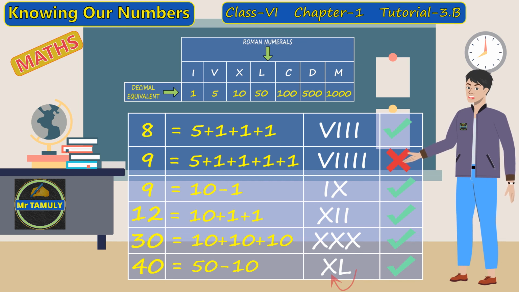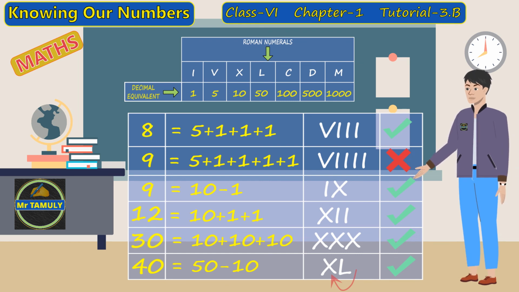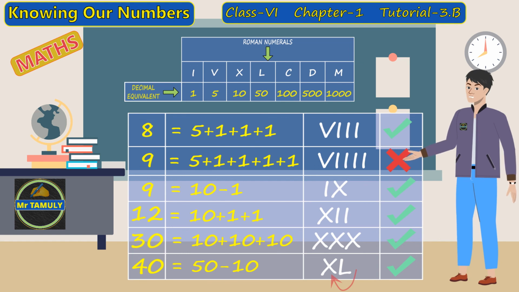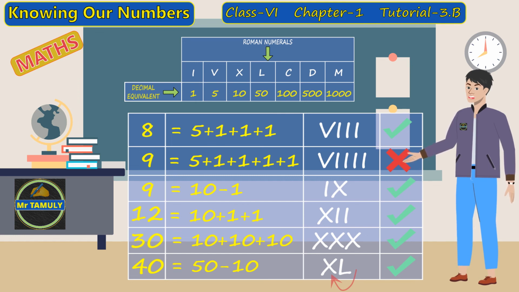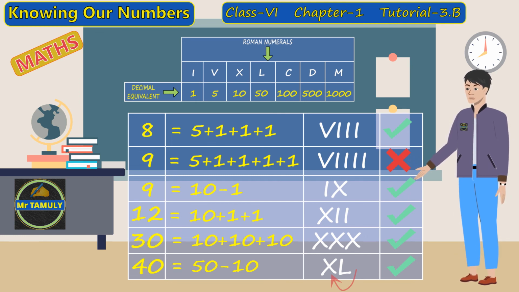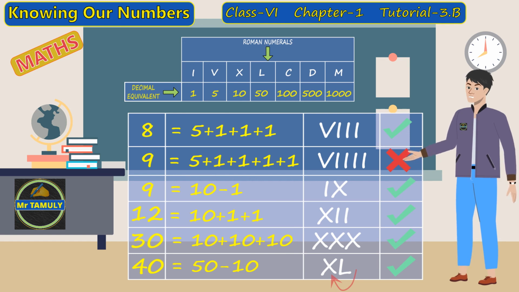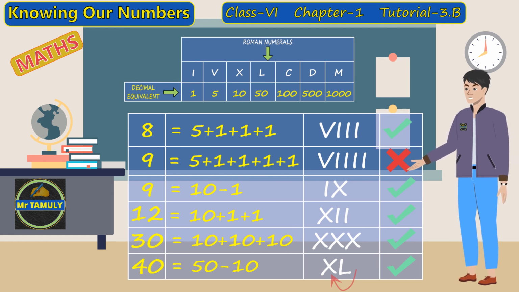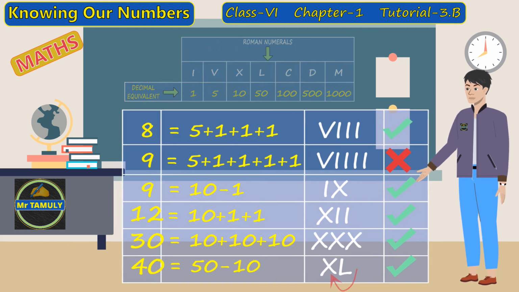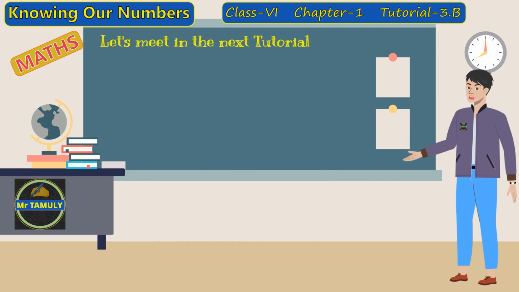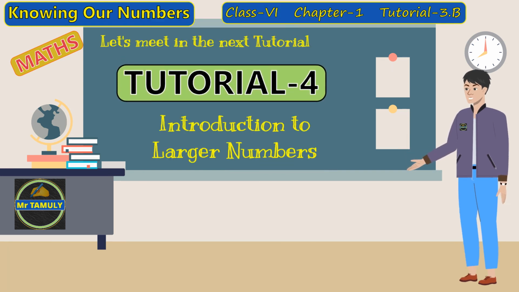So you have seen that there are a few rules for writing Roman numbers. We shall learn about these rules in detail in a subsequent tutorial. But, please remember that unlike the decimal number system, the Roman system is not at all convenient for writing larger numbers, and for doing arithmetic. Therefore, this system is not used in our day-to-day applications. So, that is it for tutorial number 3.b. We shall meet again in tutorial number 4, where we shall start dealing with larger numbers like lakhs and crores in the decimal number system.